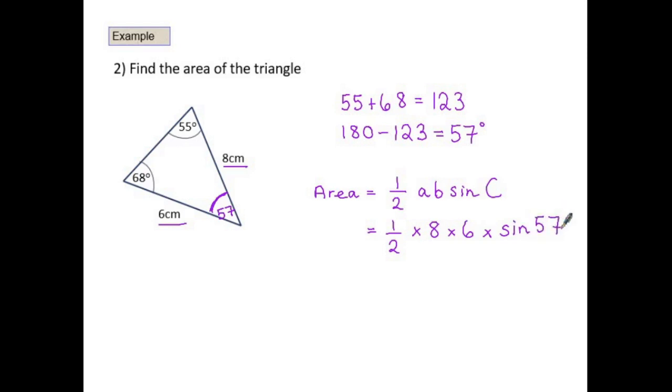Put the whole line into your calculator exactly as you see it, it should give you 20.12809, etc. Same as before, round to something sensible, so 20.13 centimetres squared to 2 dp.